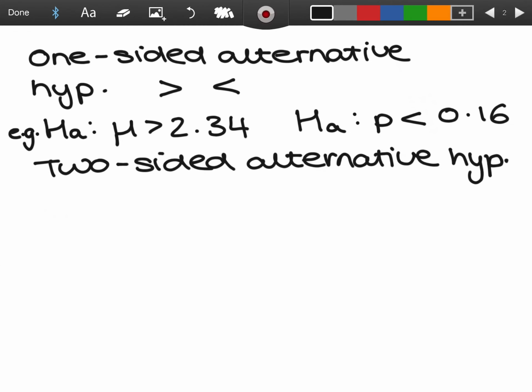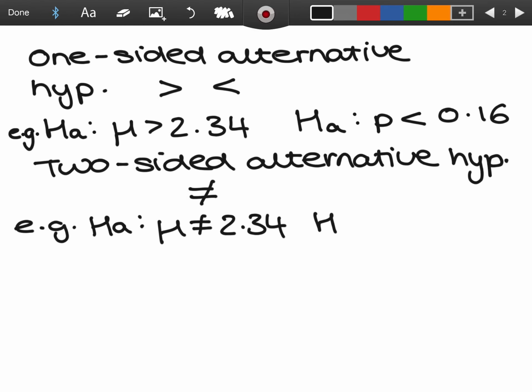So a two-sided alternative hypothesis is just anything that has a not equals in it. So you'd have something like the alternative hypothesis would be that the mean doesn't equal 2.34. Or if you're dealing with proportions, it could be does not equal 0.16.